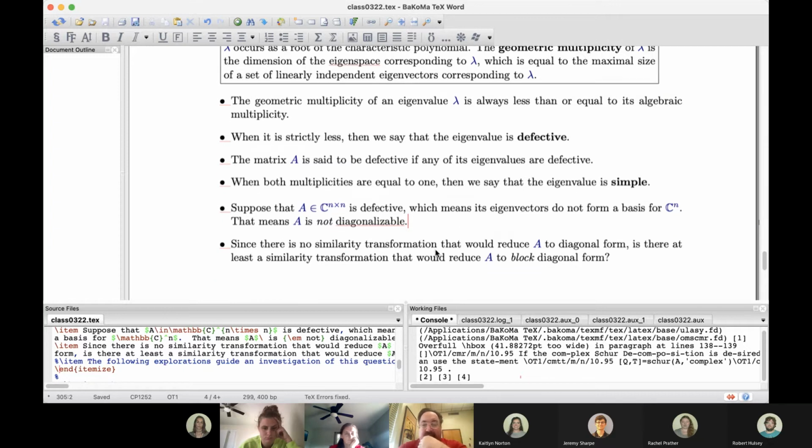So, if we can't reduce A to diagonal form, can we at least get something close to that? For example, block diagonal form.